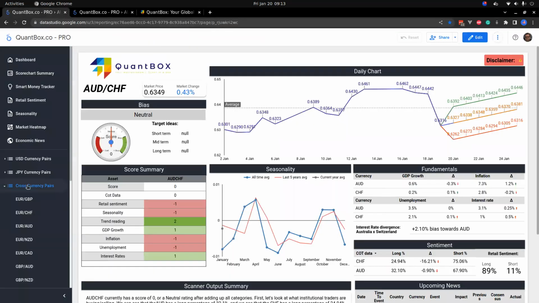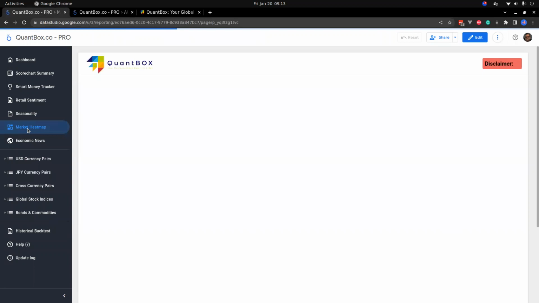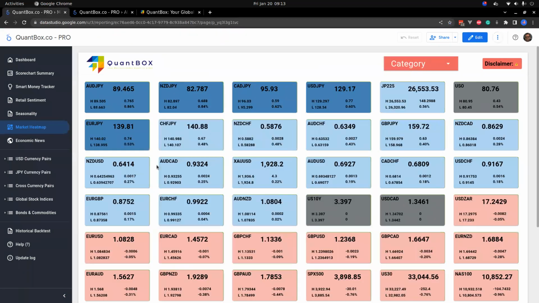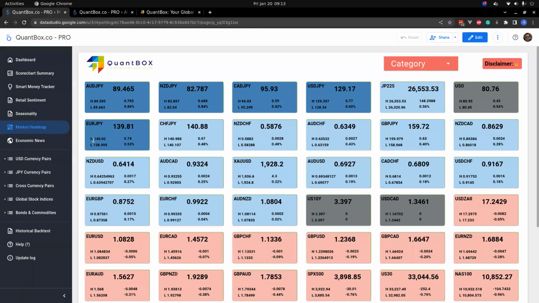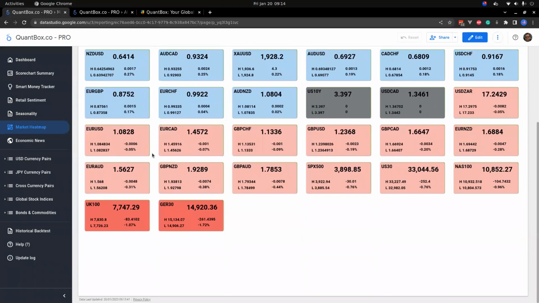What we do in these sessions is we follow a specific strategy with QuantBox, where we look at the market heat map, we look at our most bullish pairs, we look at our most bearish pairs, and we then look for opportunities on those trades. Ideally, if something is very bullish and our bias is bearish fundamentally, can we look to sell that resistance? If it's very bullish and the bias is bullish, can we look to continue that trend? If it's very bearish and the bias is bearish, can we continue that trend? If it's very bearish and the bias is bullish, can we then buy at support? It's a very simple strategy.